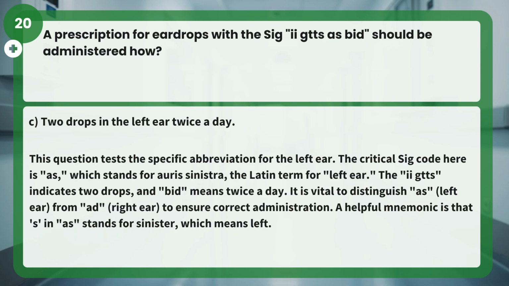Answer, C. 2 drops in the left ear twice a day. This question tests the specific abbreviation for the left ear. The critical SIG code here is AS, which stands for auris sinistra, the Latin term for left ear. The 2GTTS indicates 2 drops, and BID means twice a day. It is vital to distinguish AS, left ear, from AD, right ear, to ensure correct administration. A helpful mnemonic is that SINIS stands for sinister, which means left.